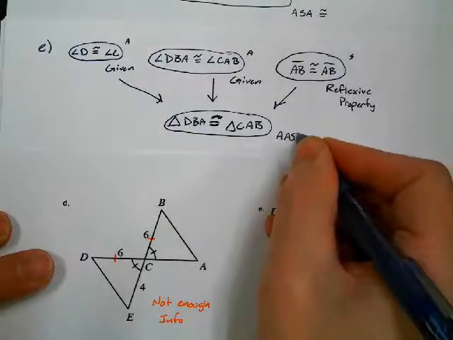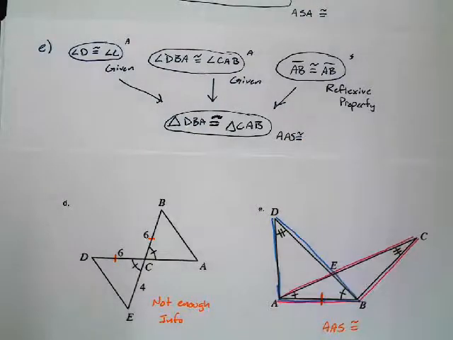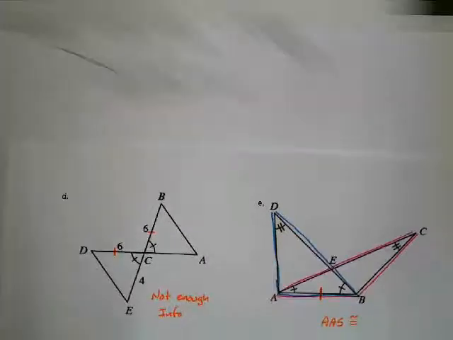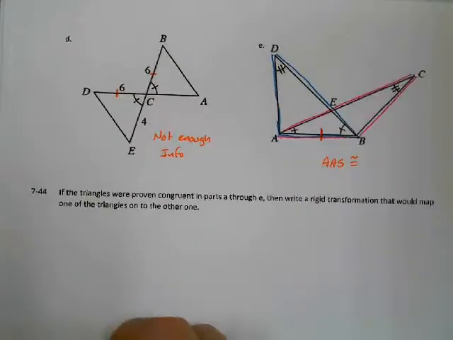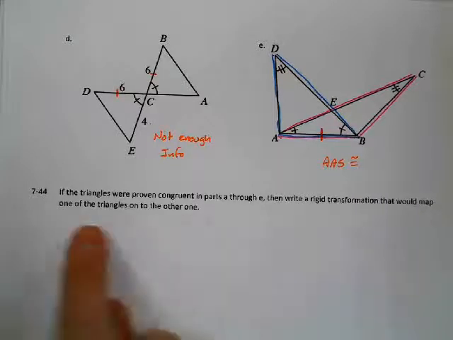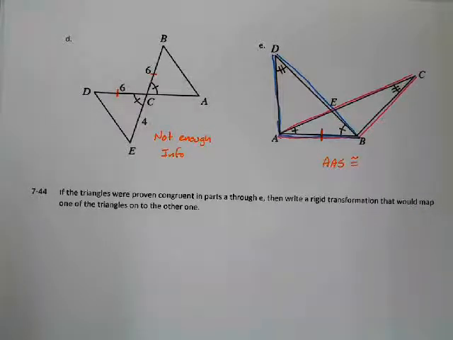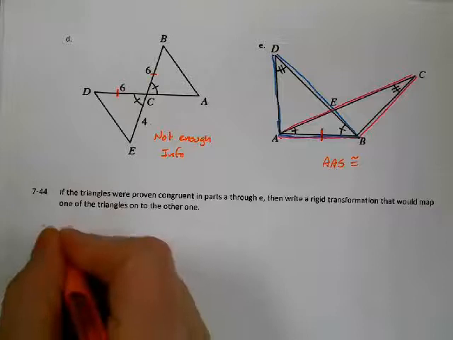All right, now we just have 7-44. If the triangles were proven congruent in parts A through E, write a rigid transformation that would map one of the triangles to the other one. So when we have a rigid motion, remember it preserves the shape. So that's one way to prove the 2 triangles are congruent. So on part B, we knew that the triangles were congruent to each other. So we want to do some kind of rigid motion to prove that it is.